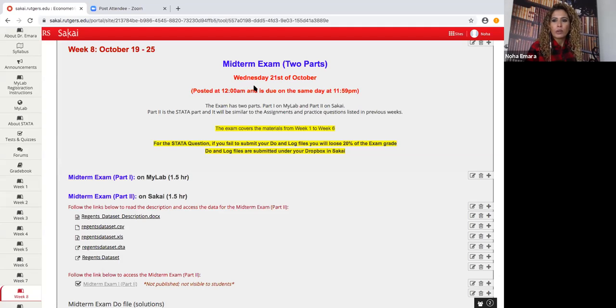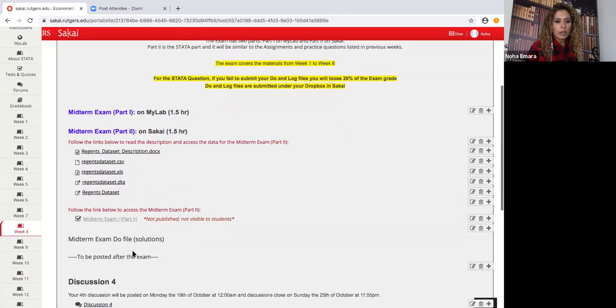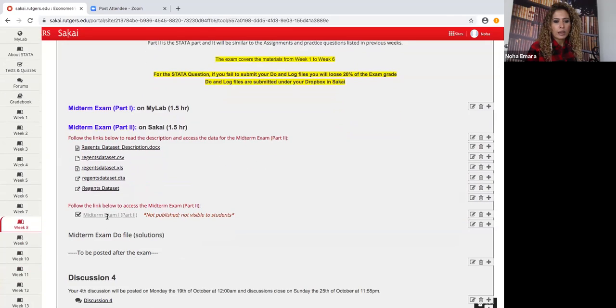Anytime you open the exam within the 24 hours, you have 1.5 hours, an hour and a half on Sakai and an hour and a half on my lab. Okay, I have already for you here the data description, different formats. I'll make sure also to send these files by email just in case. All right, and you should be able to see the link here on Monday.